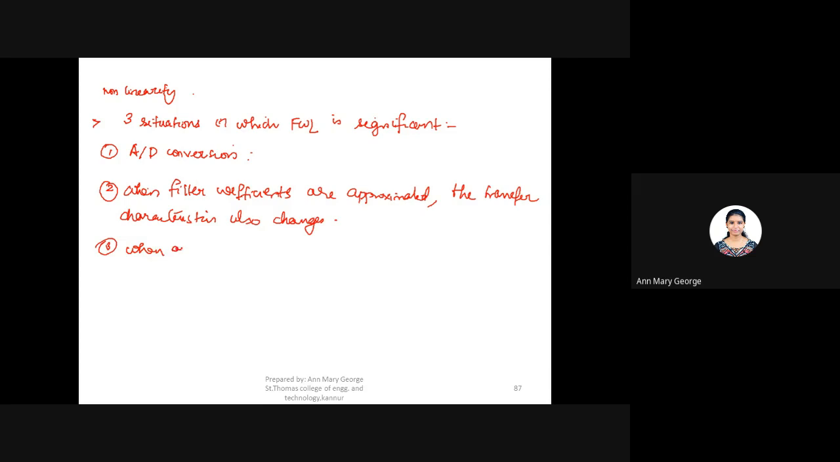When an operation is performed. ഓപ്പറേഷൻ എന്ന് പറയുന്നത് എന്തും ആവാം, അഡീഷൻ, സബ്ട്രാക്ഷൻ, അങ്ങനെയുള്ള ഓപ്പറേഷൻസ് പെർഫോം ചെയ്യുമ്പോൾ.